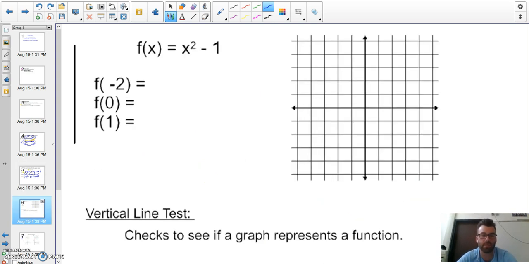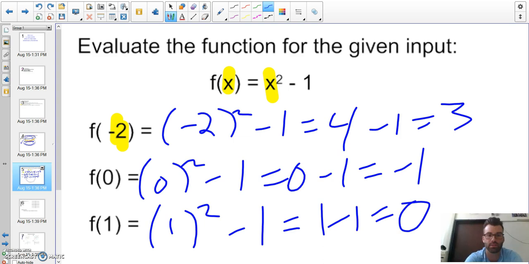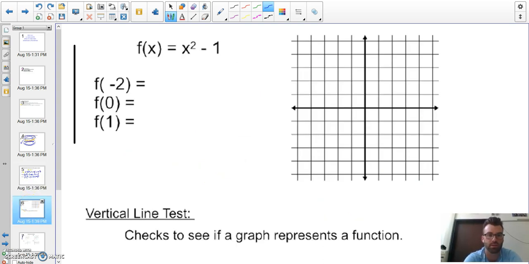All right, now we just did this. These are the same values, negative 2, 0, 1, so that I can go down the line. This was 3, negative 1, 0. Negative 2 is my input, 3 is my output. What variable do I substitute negative 2 in for? In for x. So negative 2 is my x value, and that makes 3 my y value.